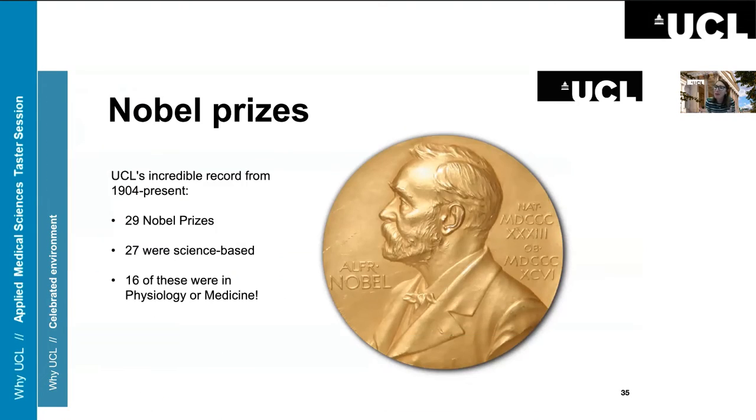Prizes aren't everything, but I'm also really proud of UCL's Nobel Prize record. 29 Nobel Prizes, 27 of those based in the sciences, and 16 of those 27 in physiology or medicine, which is the topic of this course. So really, you'd be studying in a place that has an amazing track record for amazing discoveries.